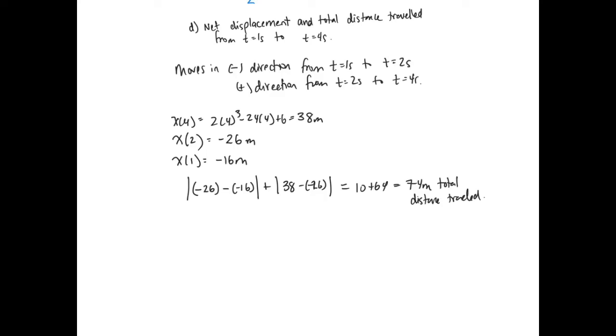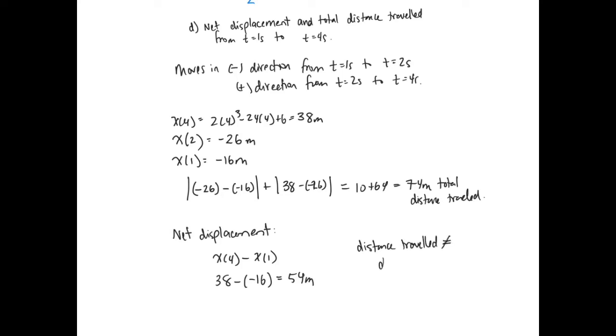If we want just the net displacement, it is just the delta, the change in position vector from that first point to the second point. So the net displacement would be x at 4 minus x at 1, which is just equal to 38 minus negative 16, which is equal to 54 meters. And so from this problem you can see a little bit more clearly that the distance traveled is not equal to the displacement.